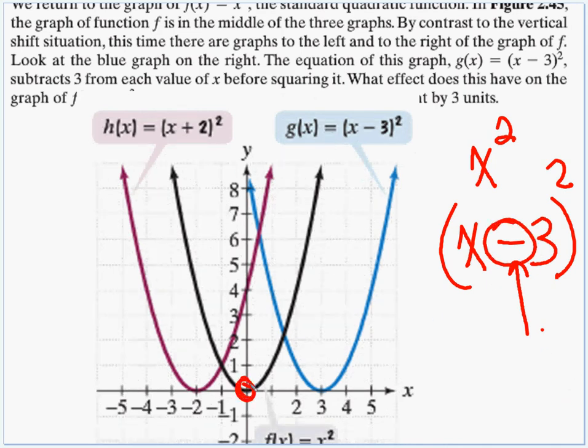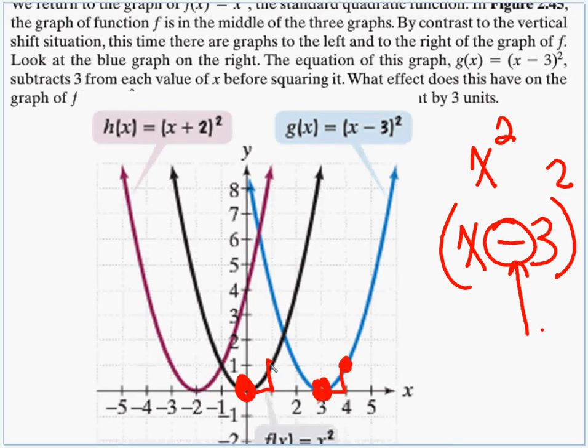So where the original graph hit here at the origin, we are now going to be hitting the x-axis at positive 3. From there, the rest of the graph will be the same. From the origin on the black graph, we could go over 1, up 1. Same thing here on the blue one, over 1, up 1, we'll hit a point.